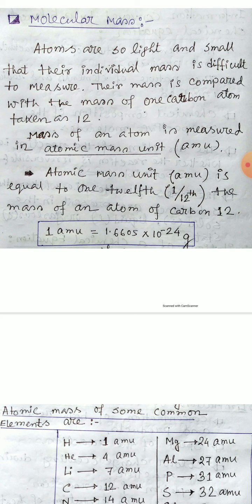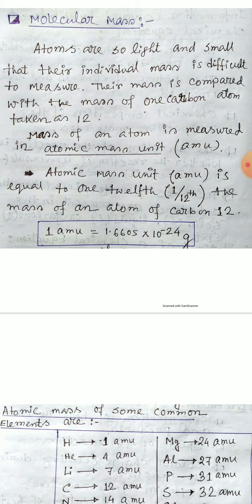We know that molecules are composed of atoms, and atoms are so little and small, so light, that their individual mass is difficult to measure. Like other substances, you can measure your weight, or the weight or mass of a book. Everything of big size you can measure by using a spring balance, but the mass of an atom is difficult to measure because atoms are very small.